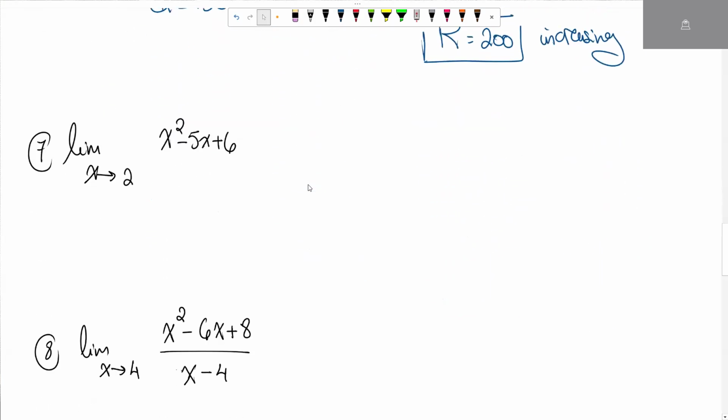Now let's discuss some of the limits questions. This one says limit as x approaches 2, and you're given the function. The first thing you'll try in any limits question is to substitute. Substitute the 2 right away. The answer will be 0. If you're given an answer, that's the answer. Done.